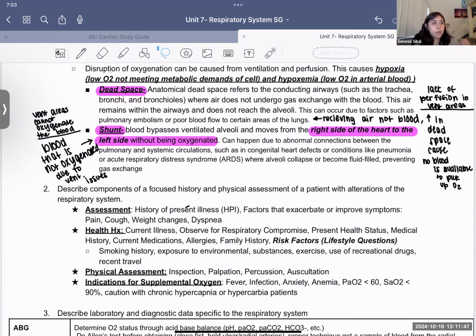you're having that blood flow and that perfusion cut off to those alveoli, or to the rest of those lungs. So they're having a lack of perfusion, but that place is still able to be ventilated because you're still able to breathe in and out. But it's receiving air, not blood, so there's an increase in dead space. So no blood is available to pick up that oxygenation. So remember, to be properly oxygenated, you need to be ventilated and you need to be perfused. So that is what we're talking about for dead space.